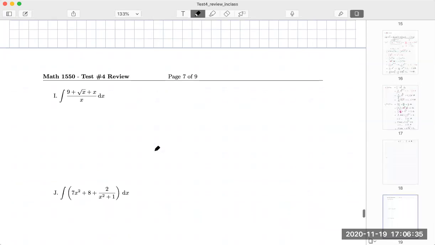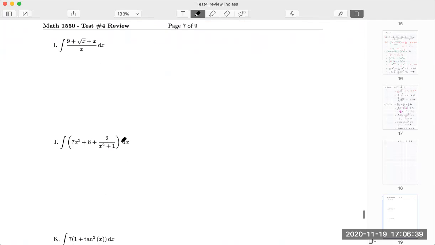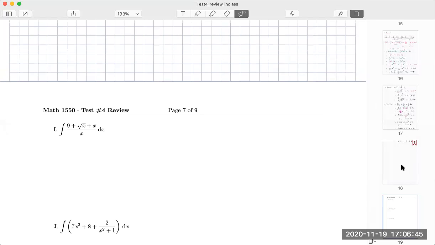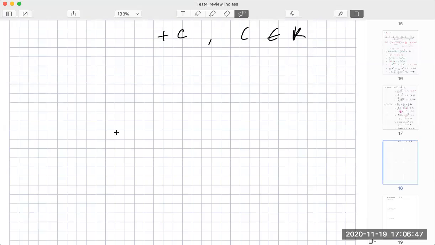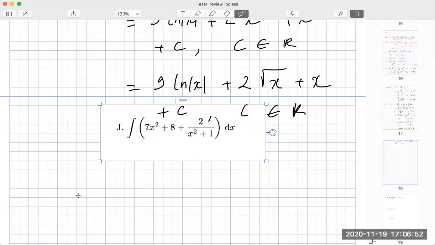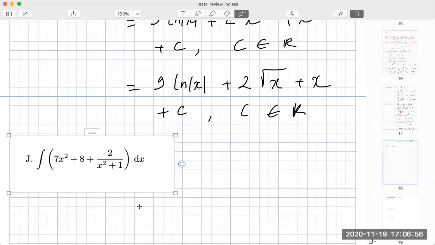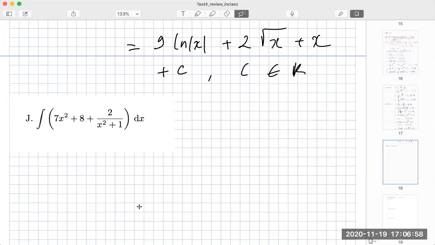And now we've done I. Now we do J, right? This one. Do you have any suggestion for this one?